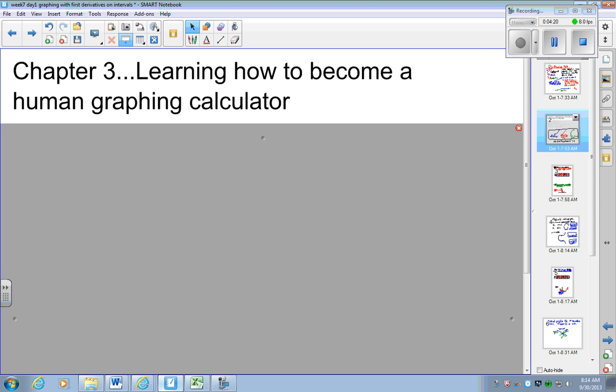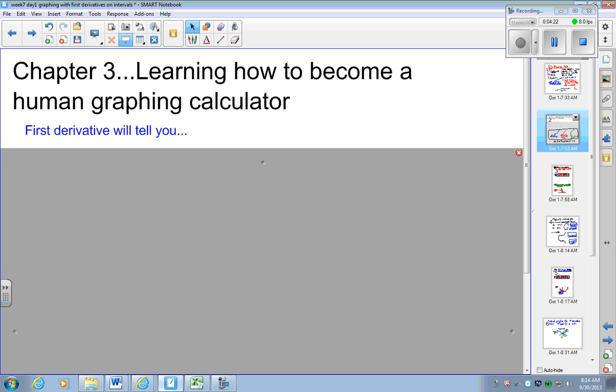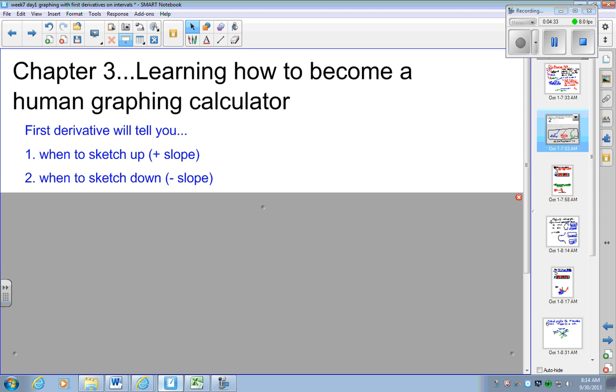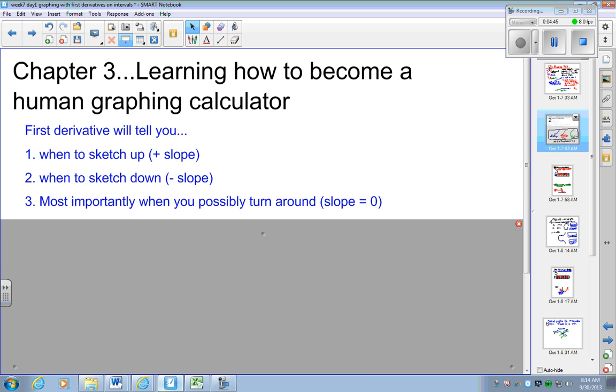So, first derivative stuff that we'll be working with, you've already done these things. First derivative will tell you when to sketch up. That's when you have a positive slope. It will also tell you when to sketch down, which is a negative slope. And the most important slope is not when you're going up, not when you're going down, but we've been talking about it before with the horizontal tangents. Most importantly, when you possibly can turn around, and that slope equals 0.